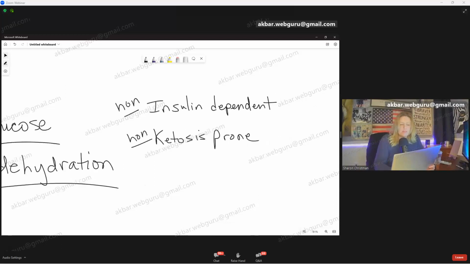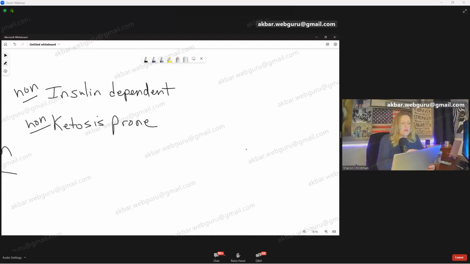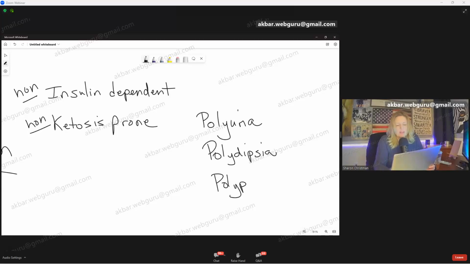The signs and symptoms of diabetes are the 3 Ps. I think you all know those. Polyuria, which is increased urination. Polydipsia, which is increased thirst. And polyphagia, which is hunger.